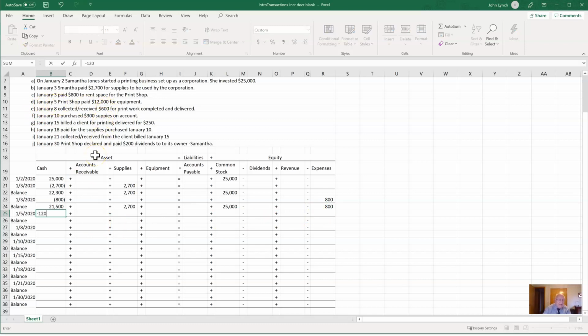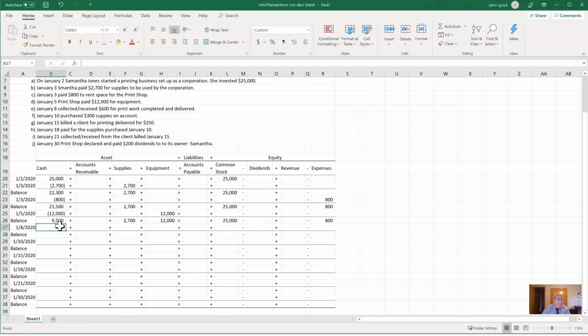On the 5th, the print shop paid $12,000 for equipment. Again, the word paid is in there, so that's a minus 12,000 in cash. And we bought equipment. That's an asset, so we increase assets by 12,000. So we add these together, and then we bring them across. Remember, on a lot of the homework, if there's nothing in there, you have to add a 0, otherwise it's going to count it wrong. But I'm not going to worry about it on this one.